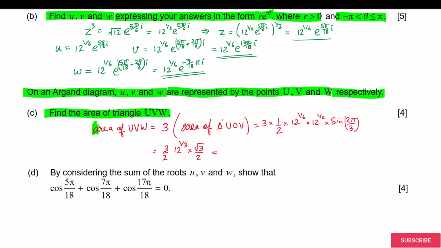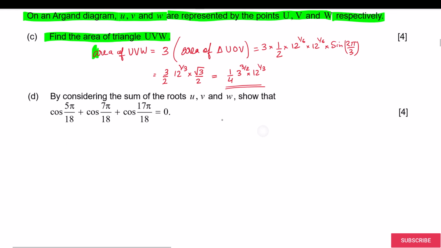Finally we can write our answer in many ways, but 12 to the power 3 doesn't look good, so we will write it in one format. So it becomes 1 over 4 times 3 into 3 to the power 1 over 2, so it becomes 3 to the power 3 over 2 times 12 to the power 1 over 3. We can also write it in simplified form by taking 3 out of 12, but it's fine, we can leave the answer because they haven't asked for any specific type. So I hope it's clear.